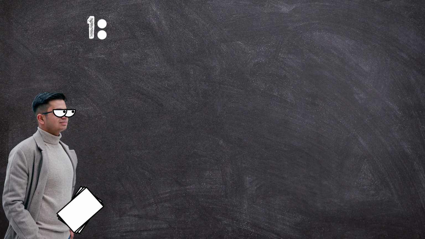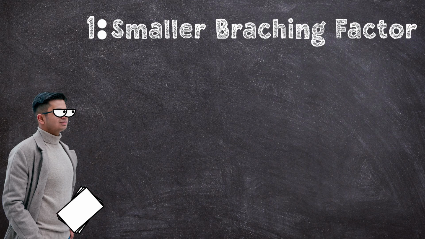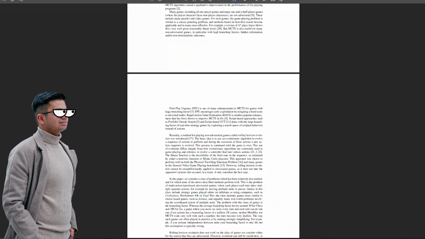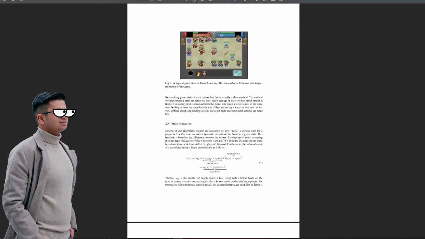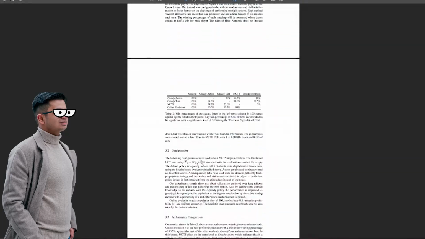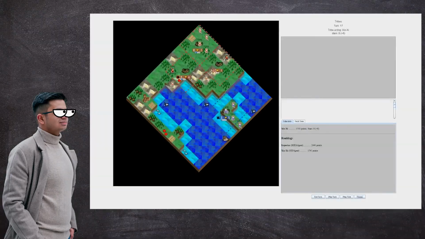The first thing is that it has a smaller branching factor than Tribes. And the second thing is, in Hero Academy, you make a fixed number of moves per turn. In the original report, you made 5 moves per turn, and you have to make 5 moves that turn. However, in Tribes, you could be making 1 move, and then 5 turns later, you could be making 10. Therefore, this makes implementing these agents a little bit more complicated.